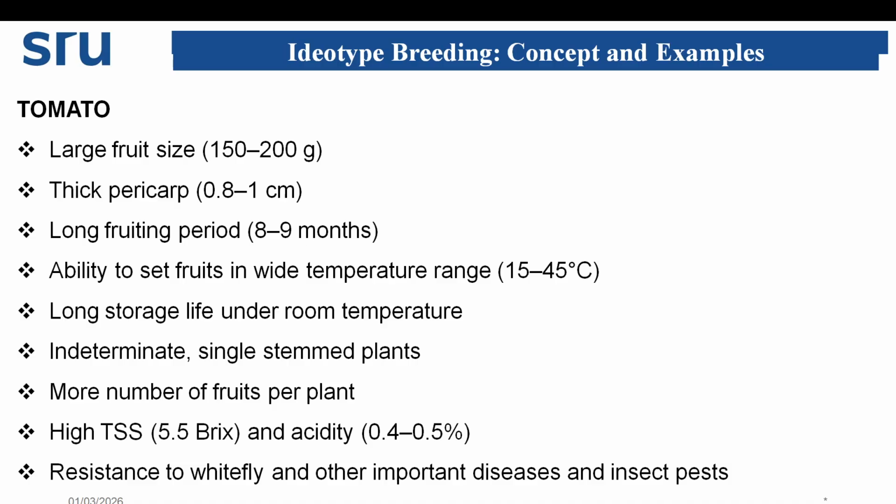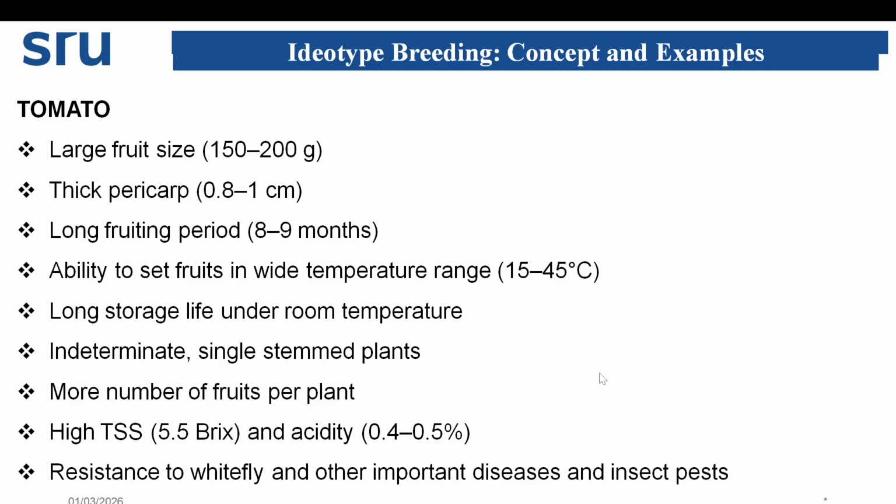Now we will see some vegetable crops. So in that first we will see the tomato. Larger fruit size, approximately 150 to 200 gram per fruit. Thick pericarp 0.8 to 1 centimeter. Long fruiting period 8 to 9 months. And the most important character, it should have the ability to set the fruits in a wide temperature range, that is 15 degree to 45 degree centigrade. Shelf life should be more under room temperature.